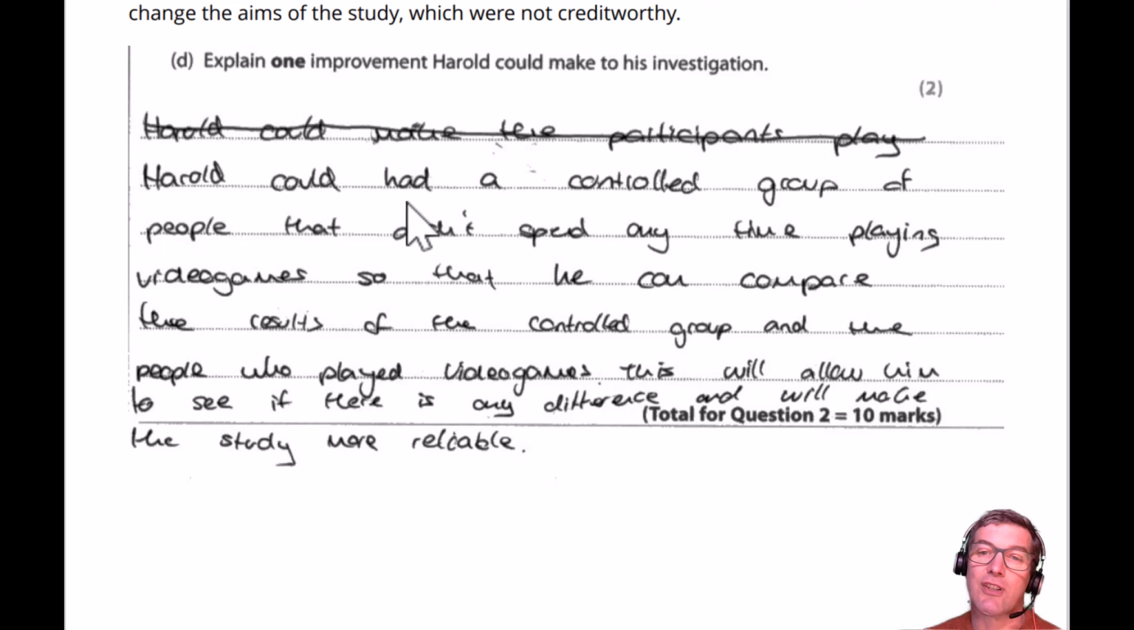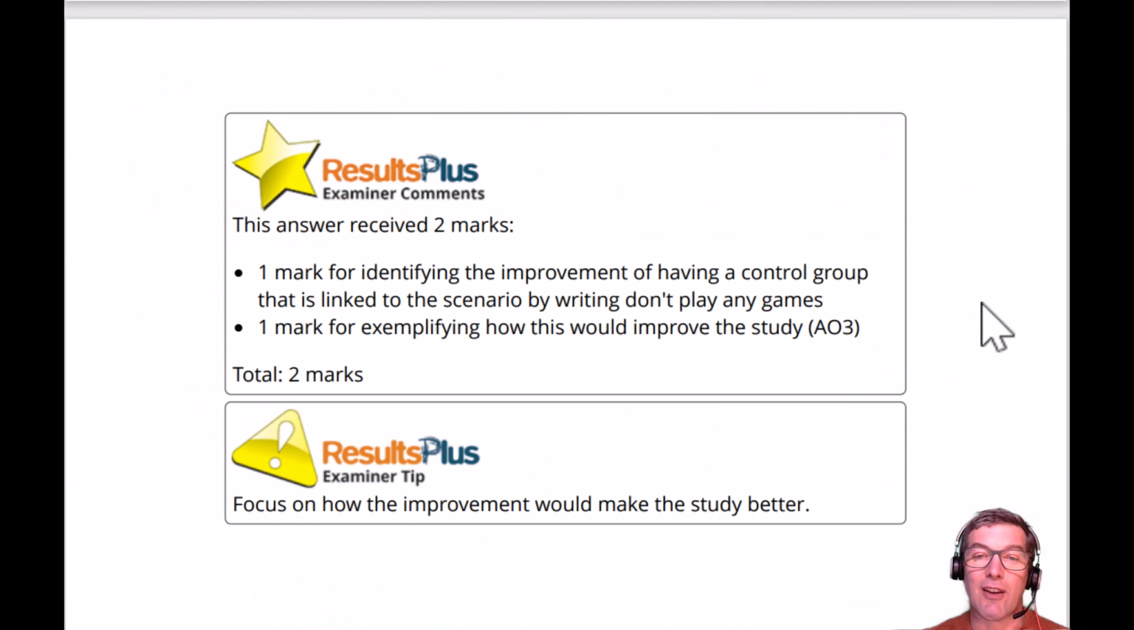So Harold could have had a control group. This should be control group really rather than controlled group, but it's close enough, of people that didn't spend any time playing video games so that they can compare the results of the control group with the people who played video games. This will allow him to see if there is any difference and will make the study more reliable. So good idea. It would improve the study, it would make it more reliable, and that's been sufficiently explained for 2 marks.